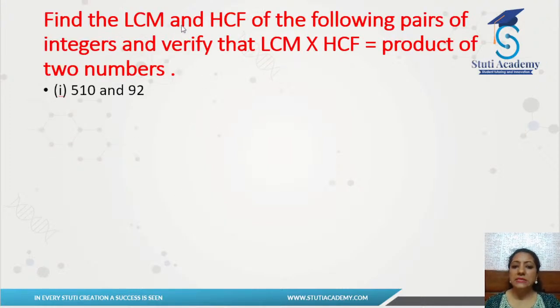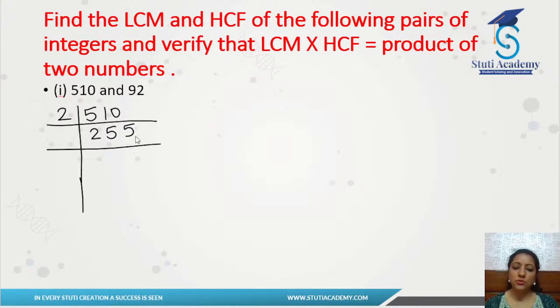We have to find the LCM and the HCF of the following pairs of integers, and we have to verify LCM into HCF is product of the numbers. So we have 2 numbers, 510 and 92. So in order to find the HCF, we have to prime factorize 510 and 92 separately. So I'm going to take this 510. It's an even number. I'll divide by 2. I'll get 255. Now this 255 is divisible by 5. We will get 51. 51 is divisible by 3. We will get here 17. And 17 will go by itself.